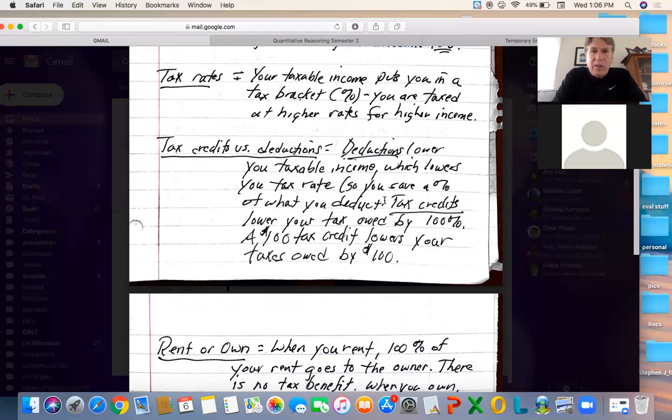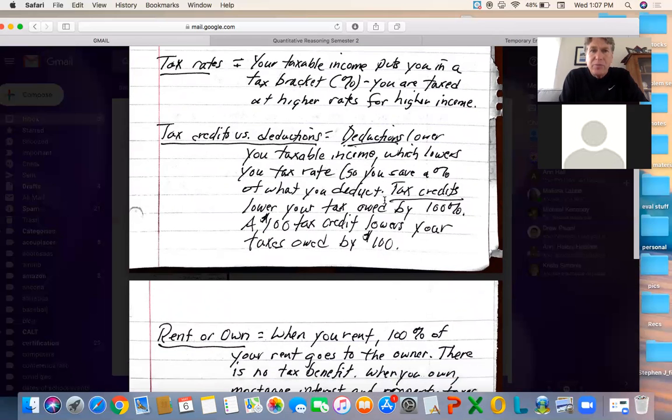The US has what's called a graduated tax rate, and people are taxed at a higher percentage for the more income you make. So the lowest percent is 10%, and then it goes up and up and up. So once you figure your taxable income, you figure out which tax bracket you fall into, and that helps you calculate what tax is owed.